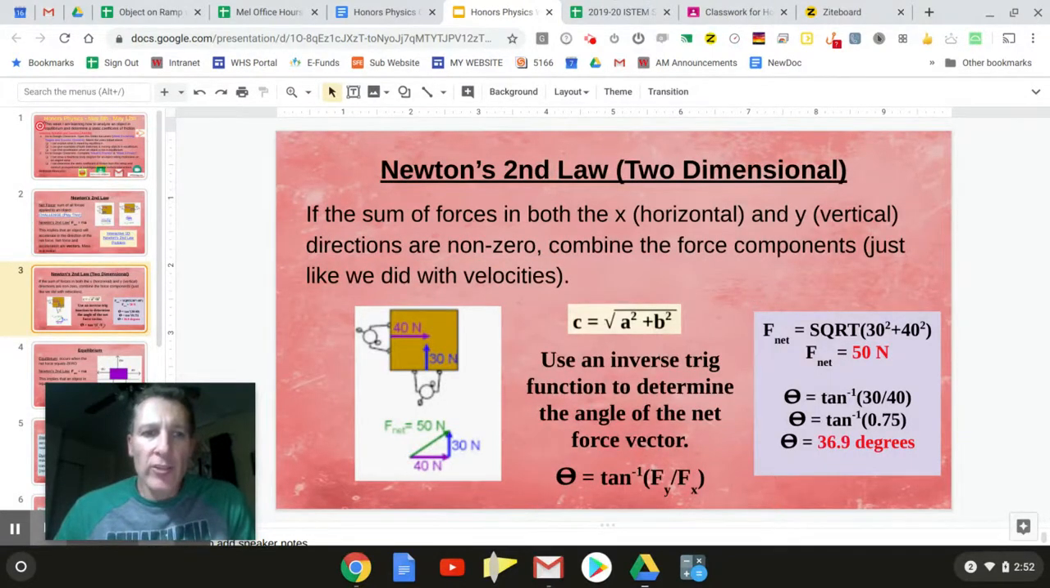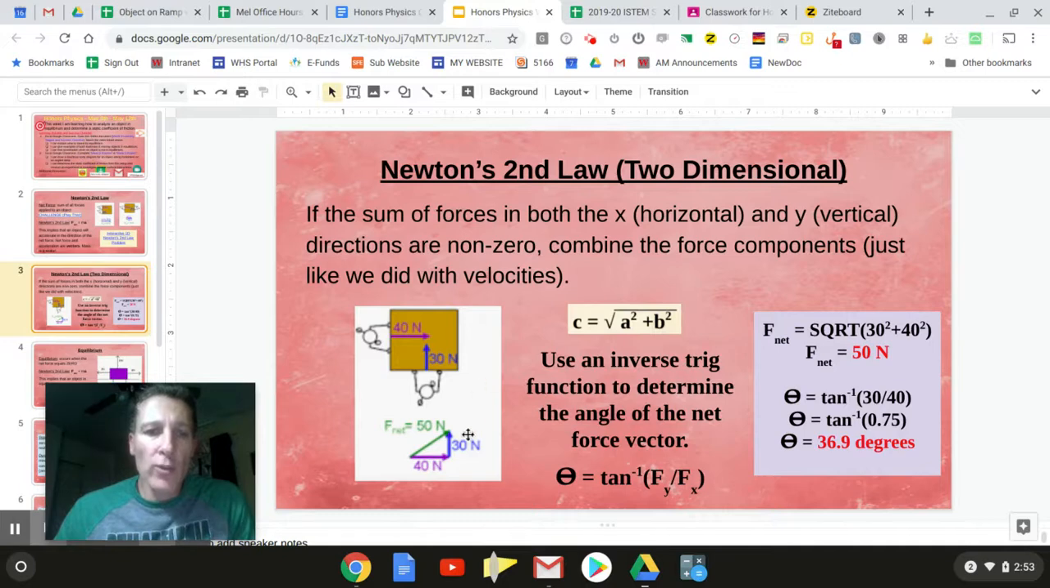We're going to extend ourselves from what we've learned previously, though. If the sum of the forces in both the x and the y directions are non-zero, then we're going to have to combine those force components just like we did with velocity vectors in the projectile unit. So in this example here, we have a force in the y direction of 30 newtons and the x of 40, right? We can use the Pythagorean theorem to get the magnitude of the net force vector. In this case, we would get exactly 50 newtons.